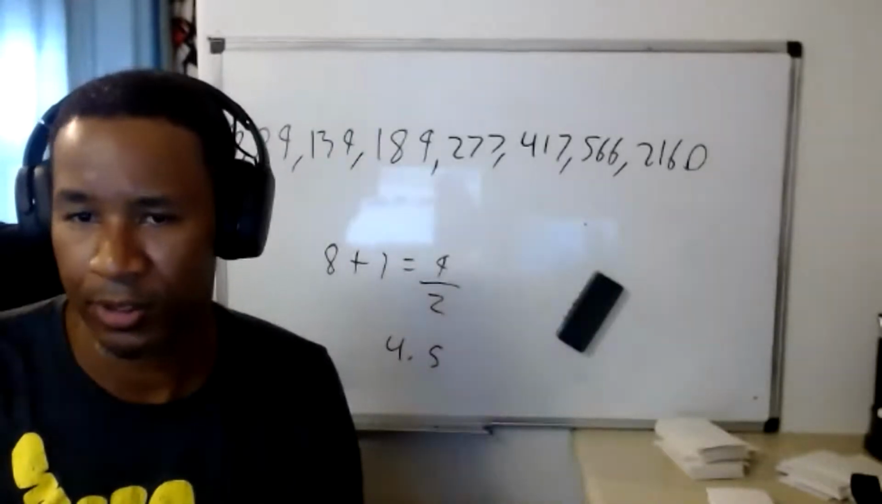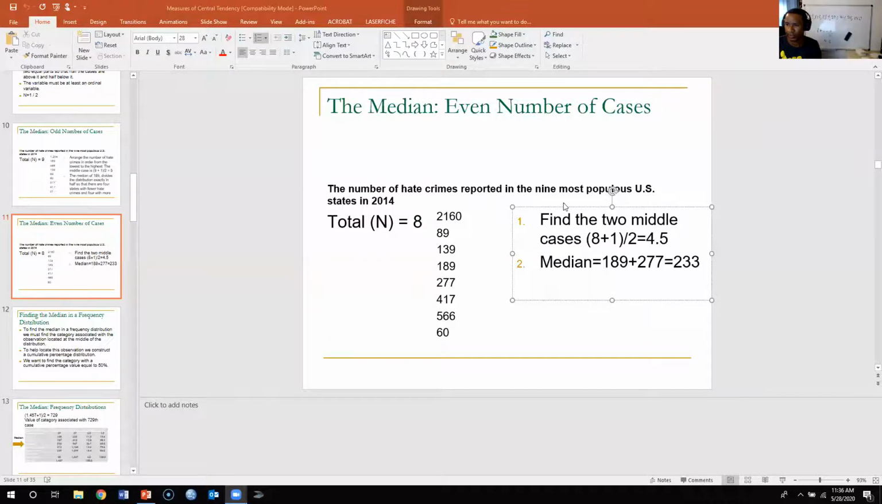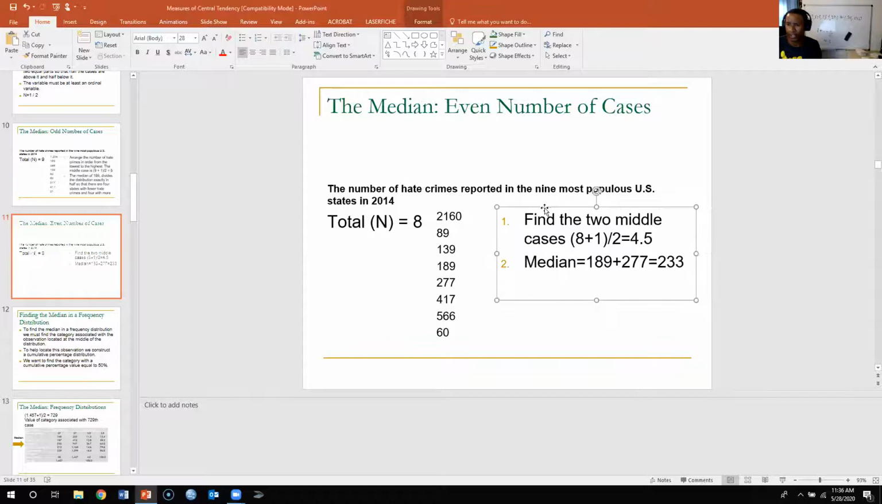Okay, so I just noticed that there was an actual issue with that slide. It only had 7 scores up there, so I added 60 in there to make it 8. So these are the actual right numbers. Okay, so let's go ahead and take a look at this.